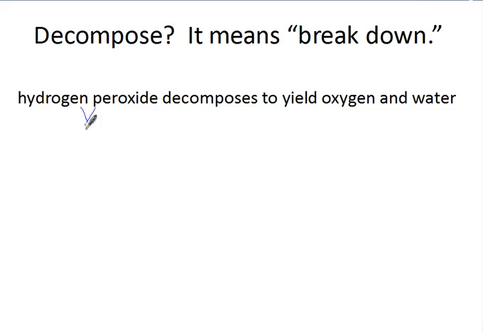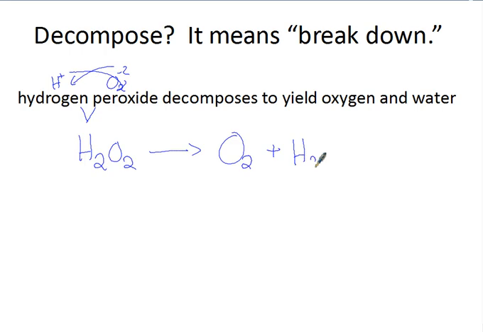Let's do hydrogen peroxide. If you remember, hydrogen is H plus. Peroxide is O2 minus 2. So if we do our cross, hydrogen peroxide looks like H2O2. Decomposes, which means it breaks down to yield oxygen, O2 because of Brinkelhoff, and water, H2O. So a reaction can look like this. You can actually have one compound on the left and multiple compounds on the right in a decomposition reaction.